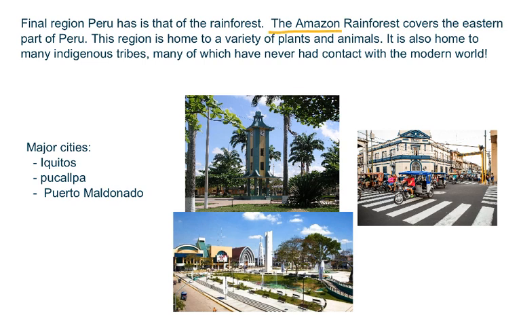Now, the Amazon rainforest covers the eastern part of Peru, and this region is home to a variety of plants and animals. It is also home to many indigenous tribes, many of which never had contact with the modern world. So think about that. There are some tribes out there that have never seen a telephone, that have never seen electricity or a light bulb turn on. They haven't had access to modern medicine. That's what is meant by never having contact with the modern world.